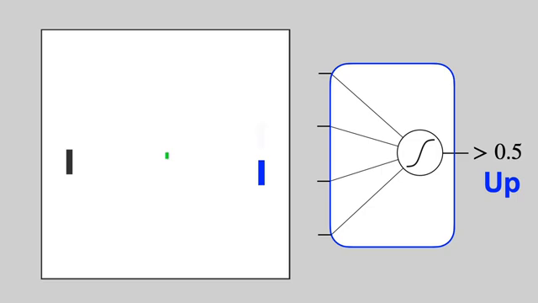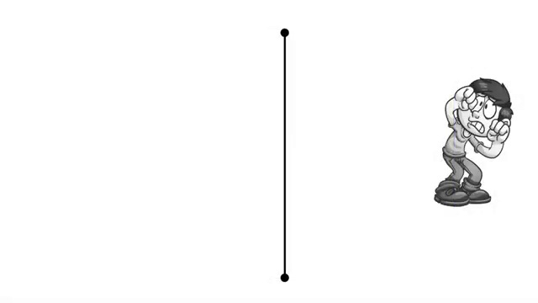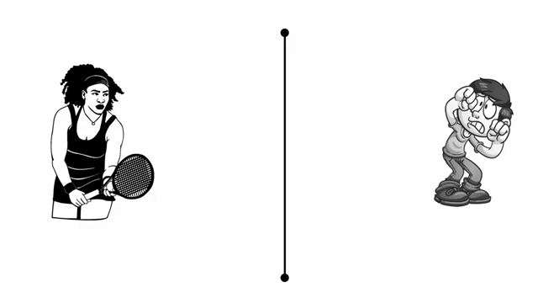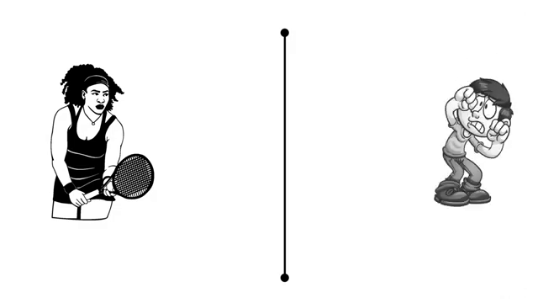That's it. Great, let's play some Pong. We'll start with random weights. Our random Pong player isn't very good. It just hides in the corner. This is like if you've never played tennis and you're matched against Serena Williams. You'd probably hide too. Or maybe you'd ask your opponent how to play.